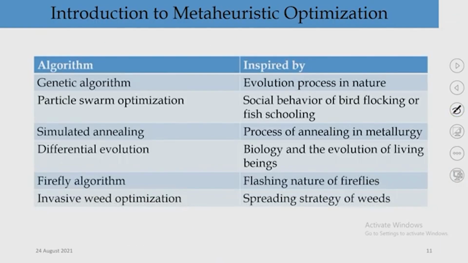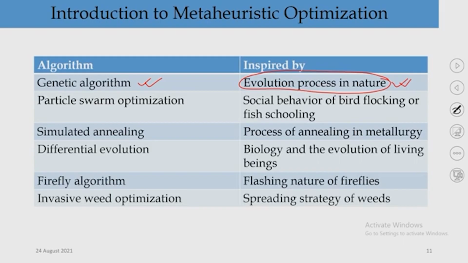Now, some of the meta-heuristic optimization algorithms are the genetic algorithm, inspired by the evolution process in nature. People looked at the evolution process and asked whether it is a random process or a guided process. It is not a random process, and based on that this algorithm has been proposed, and it works fine in finding the optimal solution of a problem.